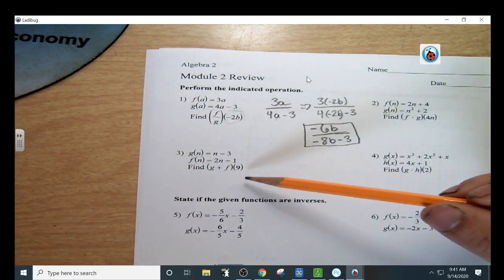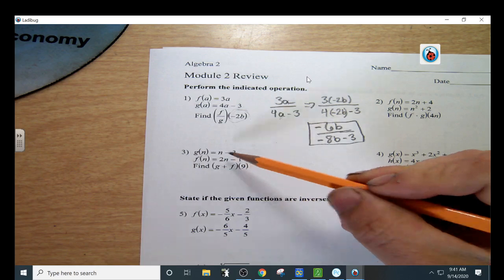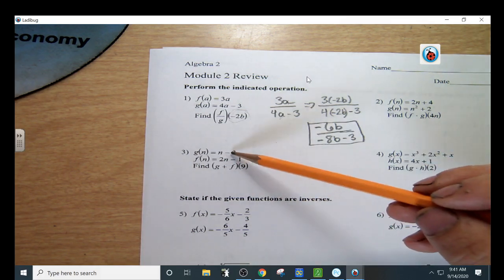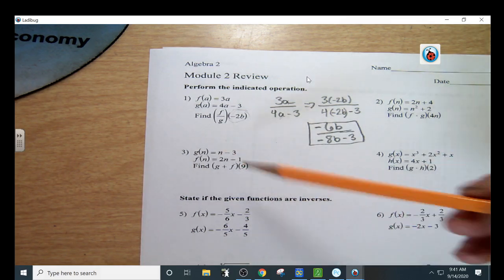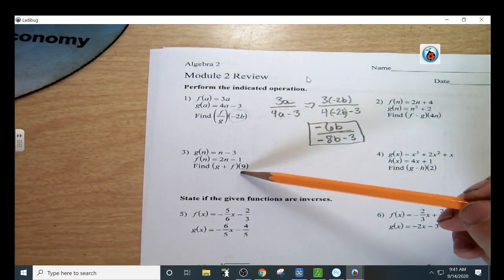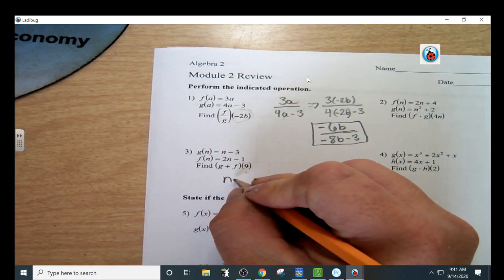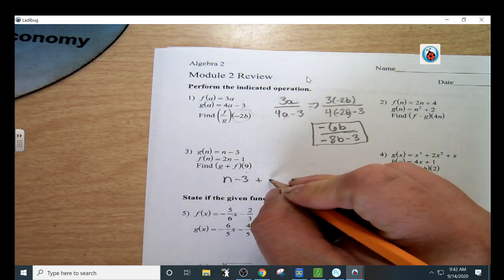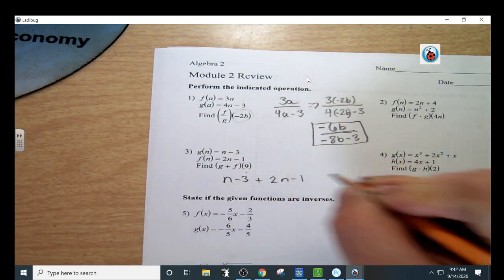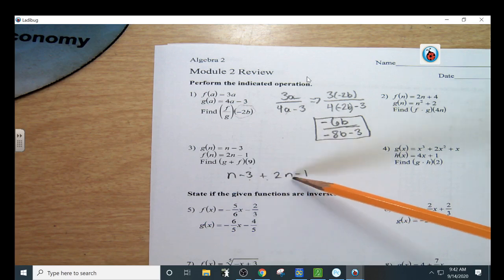Now on this one, since you're evaluating with a number, there's a couple different ways you can go about doing it. You can plug in a number and get a numerical value for both of these, and then just add them together like it says, or you can just add your expressions together and then plug the input in. It's really up to you what you want to do. Okay, so n minus 3 plus 2n minus 1. All right, so that's G plus F.